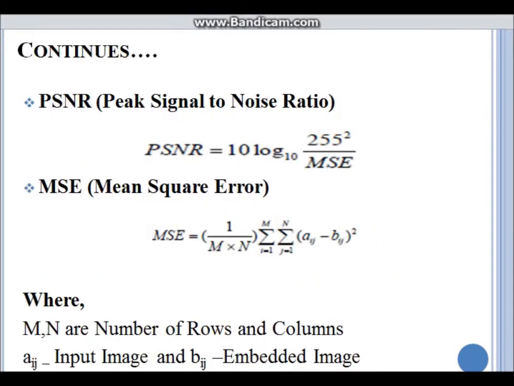Peak signal to noise ratio. Peak signal to noise ratio is calculated with the formula 10 log 10 of 255 squared divided by the mean square error. Mean square error is also calculated by a formula, which is the summation of the difference between the input image and the embedded image, divided by the product of the number of rows and columns.